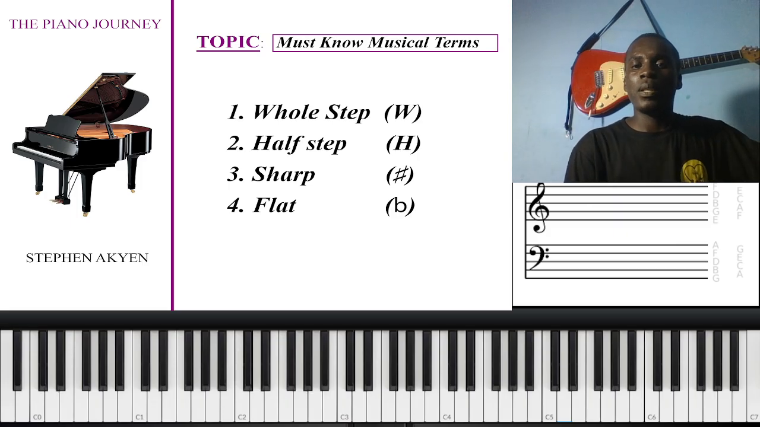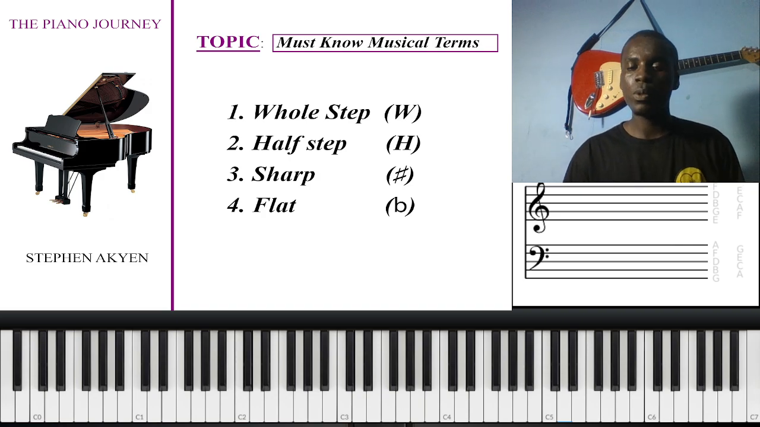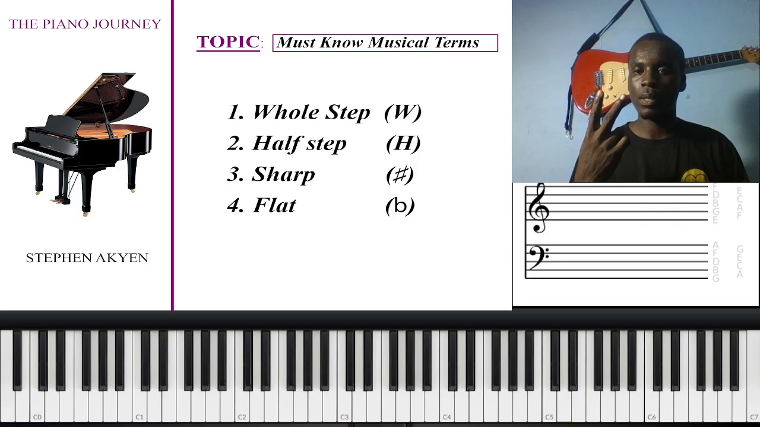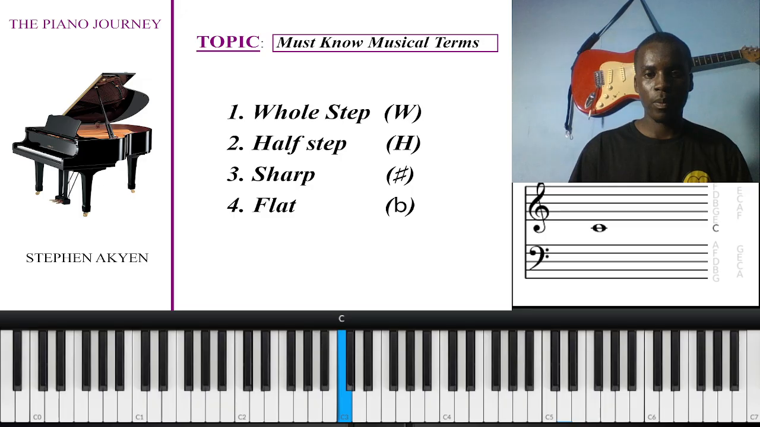Now the first one is whole step. Whole step. And it is represented by the letter W. Now, when we talk of whole step, it basically means moving 2 steps. Whole step. Moving how many? 2 steps, alright? So, assuming I'm on the key of C, and I tell you to move a whole step, what you do is you count 1, 2. So if you move a whole step from C, you get to a D, alright?